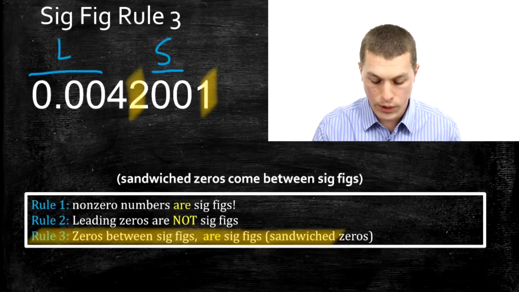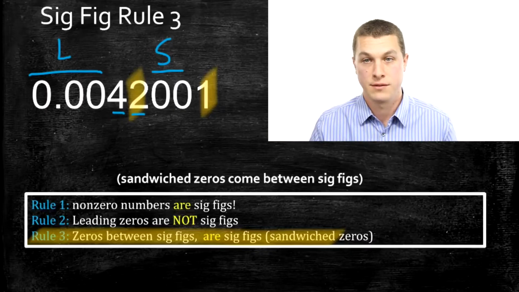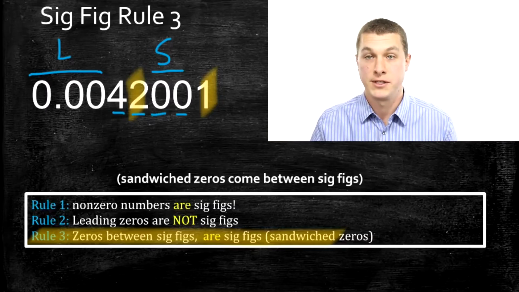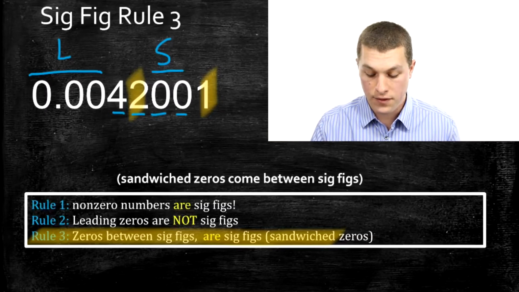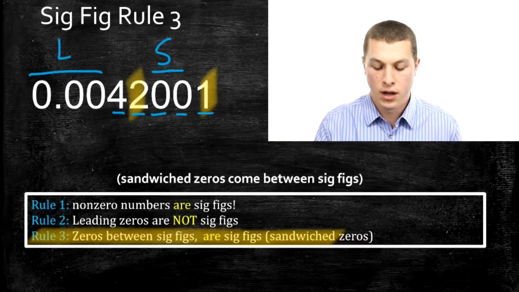The 4 and the 2, however, are sig figs by rule 1, which says all non-zeros are significant figures. The new rule we're introducing, rule 3, tells us these two sandwich zeros are both sig figs, because they're sandwiched between non-zeros. This last number, 1, is also a significant figure. So how many sig figs do we have there? 5.